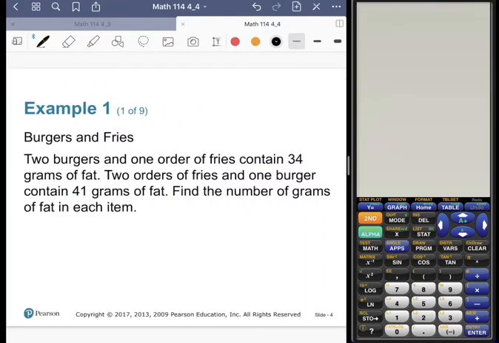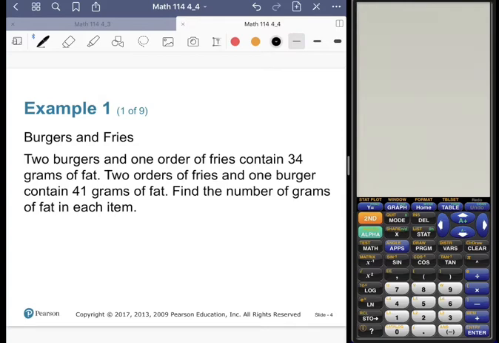So, our first example states, burgers and fries. 2 burgers and 1 order of fries contain 34 grams of fat. 2 orders of fries and 1 burger contain 41 grams of fat. Find the number of grams of fat in each item.